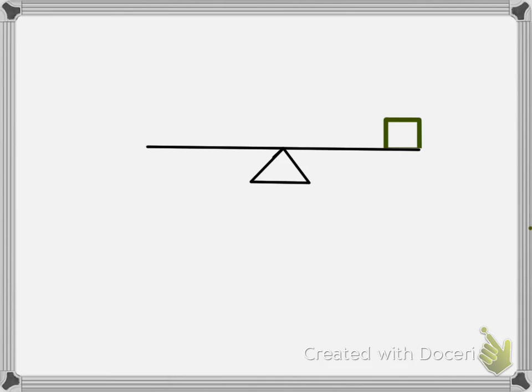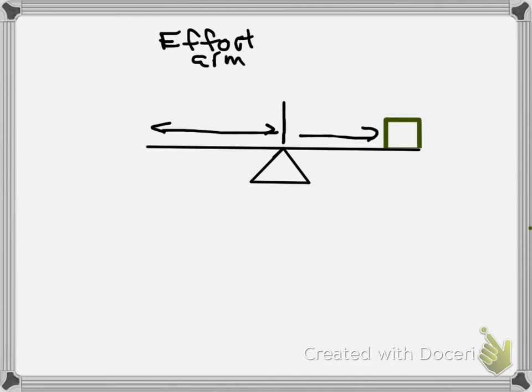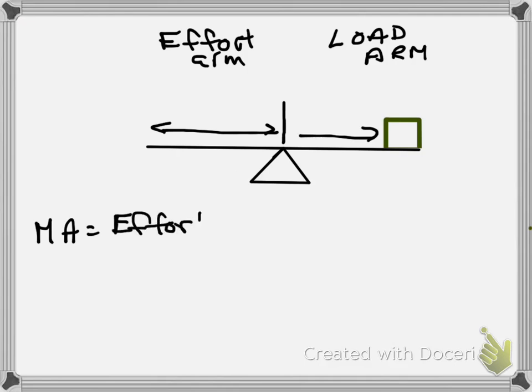Okay, so here's what we need to look at. We need to look at the distance of this arm. Notice that it's stopping right there where the fulcrum is. This is the effort arm. And then from the fulcrum to our load, this becomes our load arm. In order to solve mechanical advantage, we need effort over load, which is a division sign. So we're dividing the length of the effort arm over the length of the load arm.